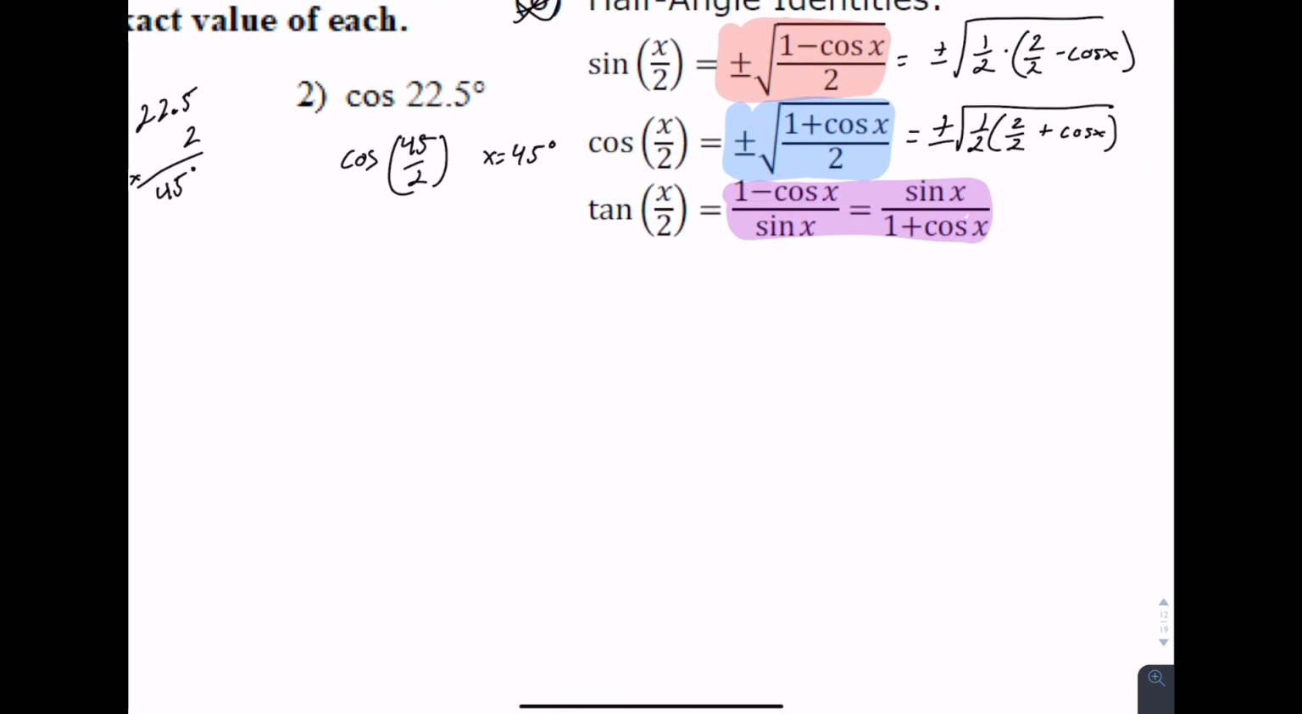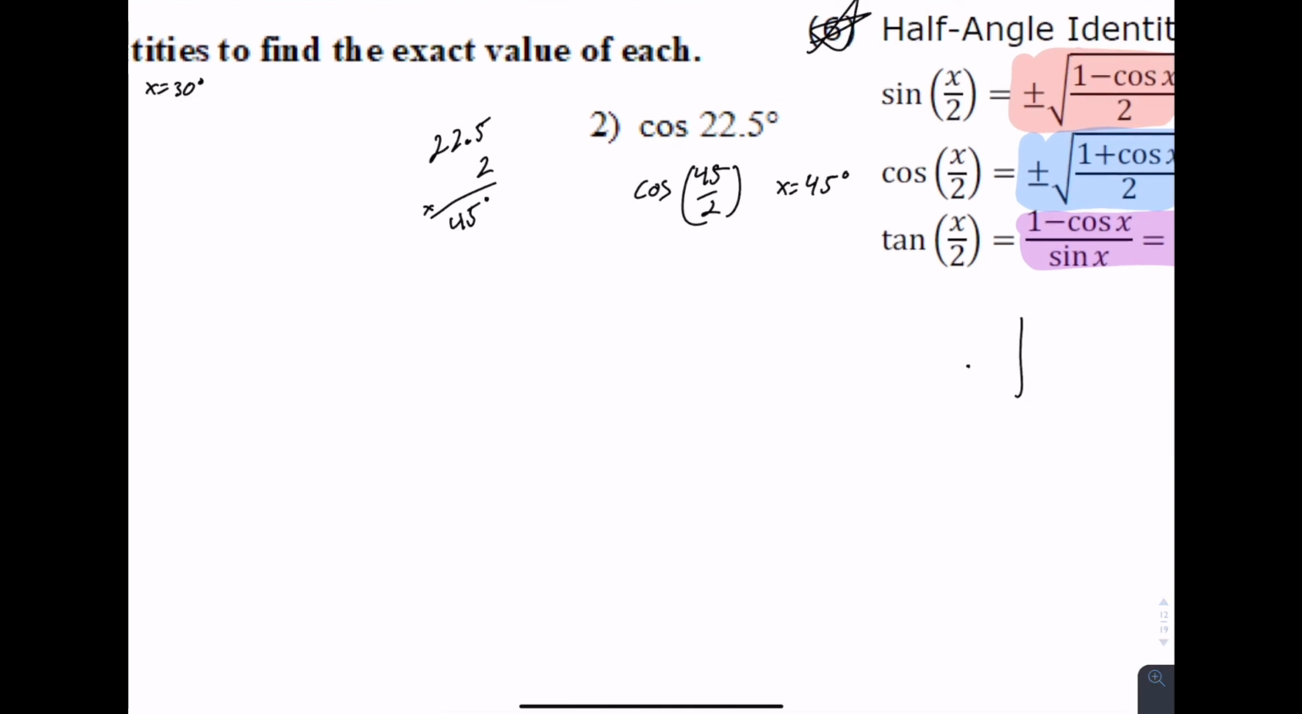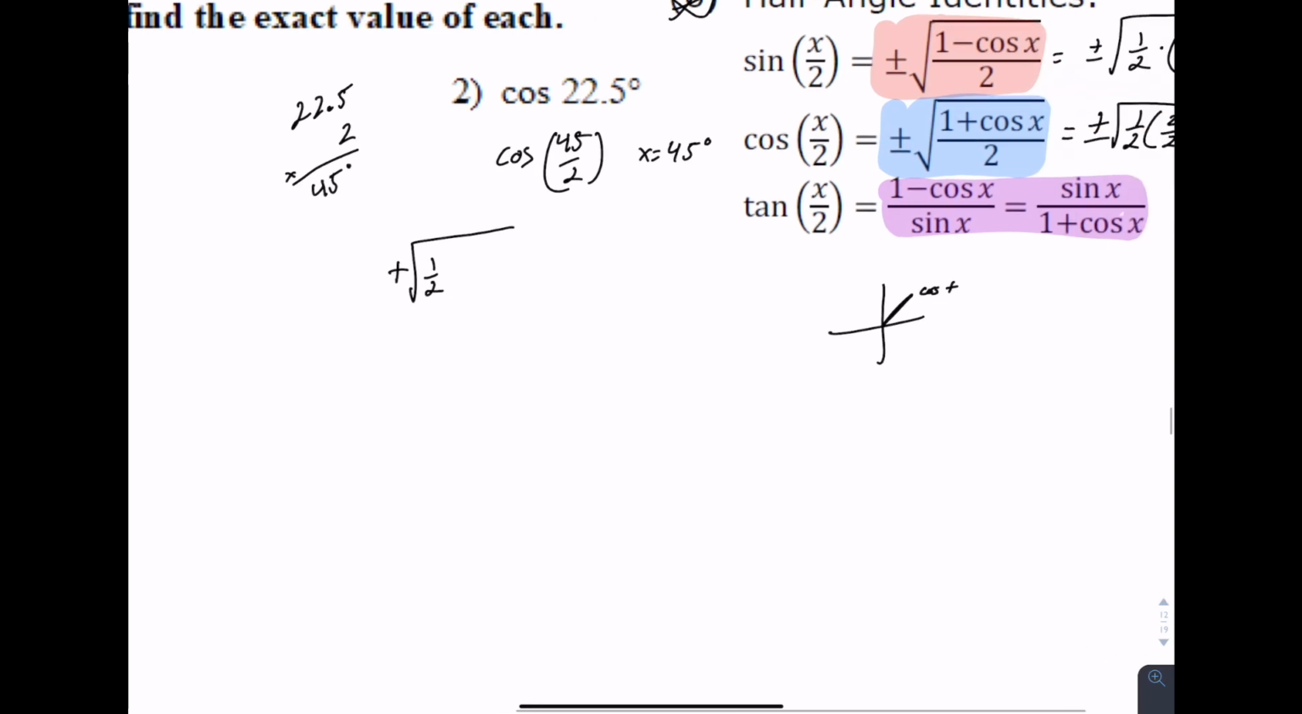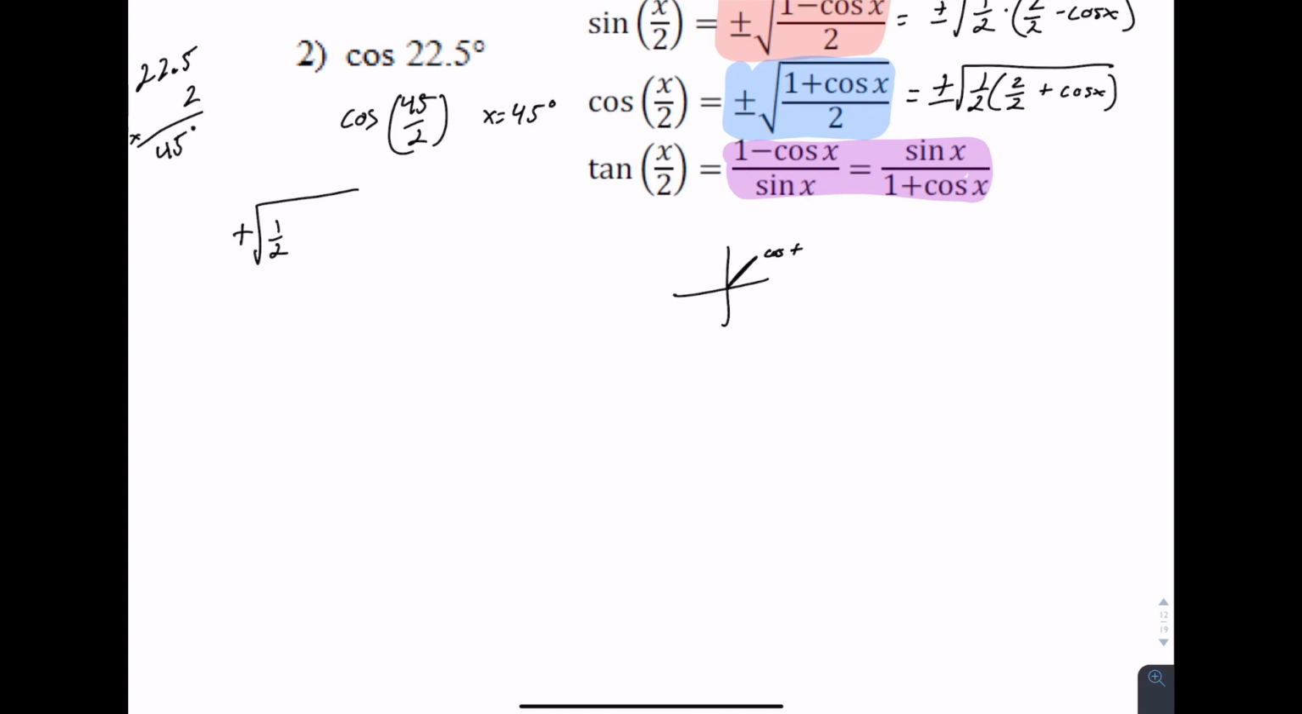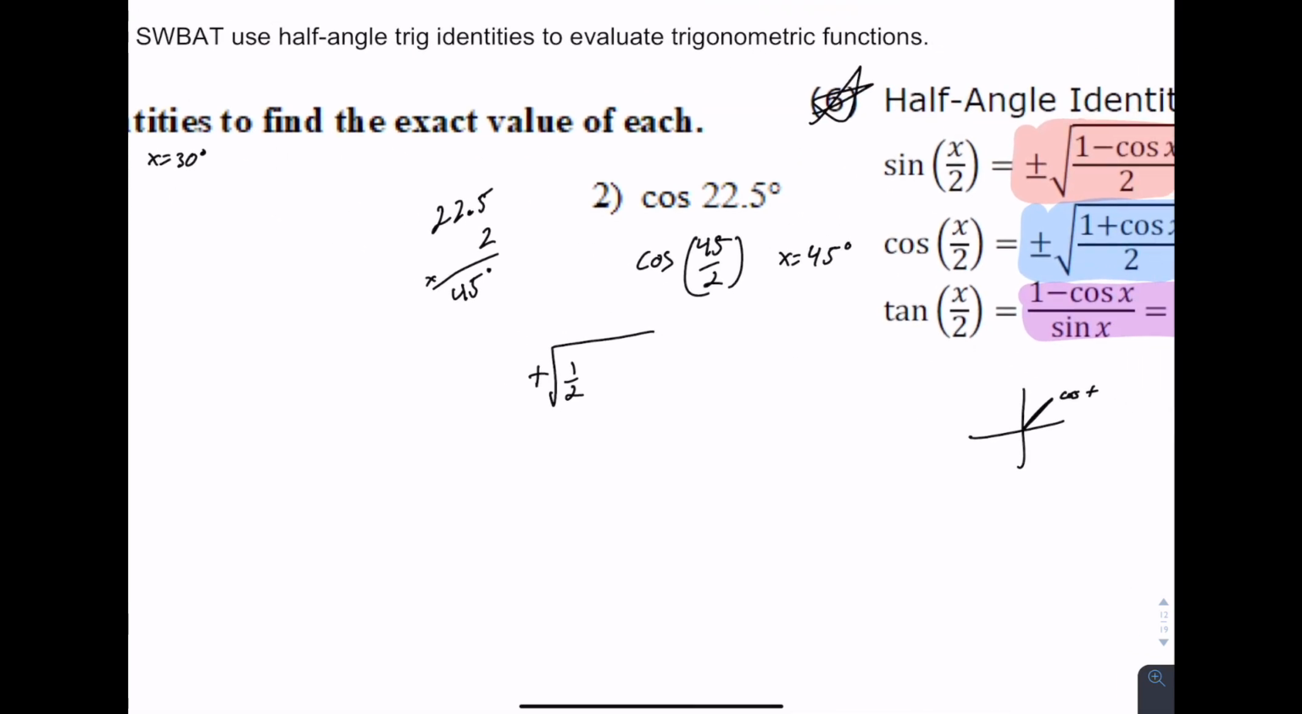Now, just so you know, cosine 22.5 is, again, somewhere around here. So cosine is positive over here, so we use the positive version. So positive square root. Okay, we can use the formula we already rewrote, this one right here. So cosine is the square root of 1/2 times 2 over 2 plus cosine 45.